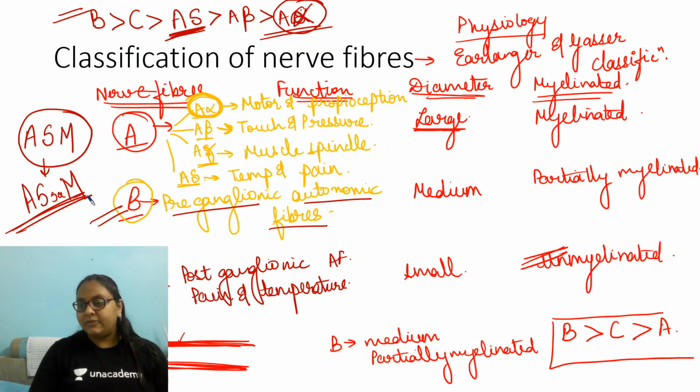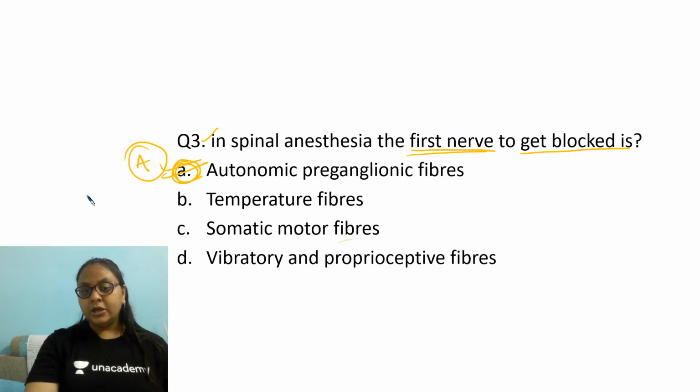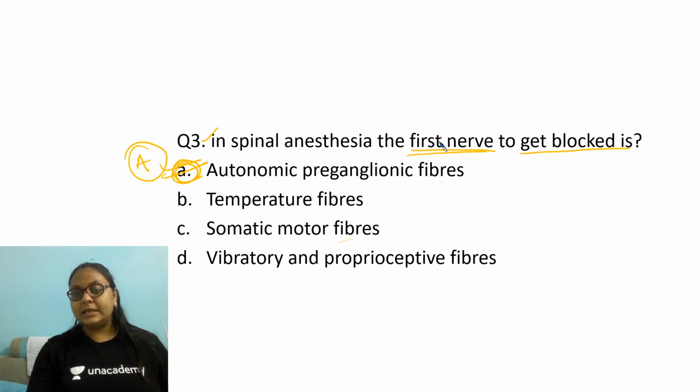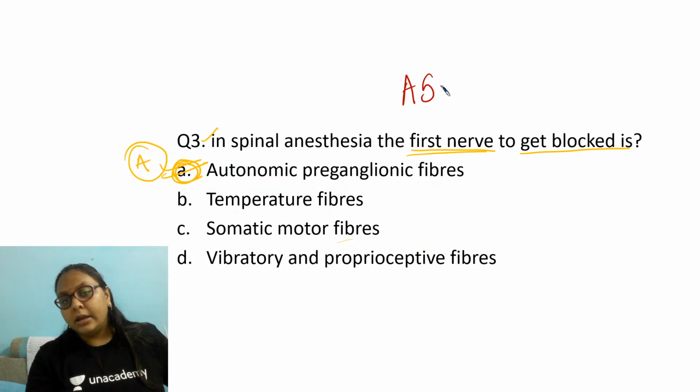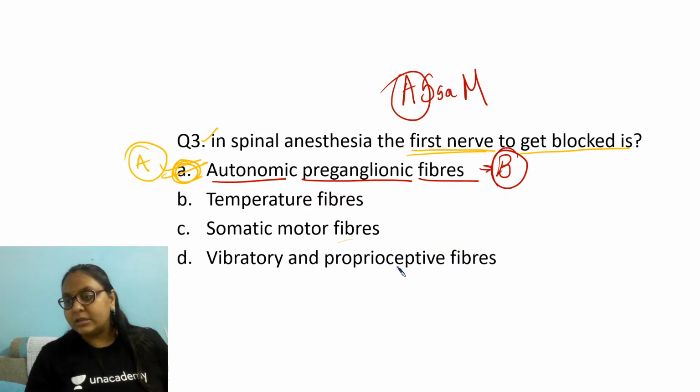So this is the classification of the nerve fibers. Any doubts in this? So therefore, in spinal anesthesia, what is the first nerve fiber to get blocked? That is autonomic, ASAM, right? It is autonomic preganglionic fibers, which are carried by the B type of nerve fibers. Is it clear? Any doubts in this?